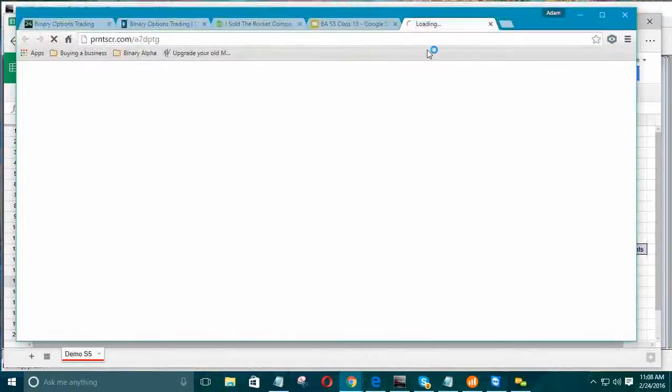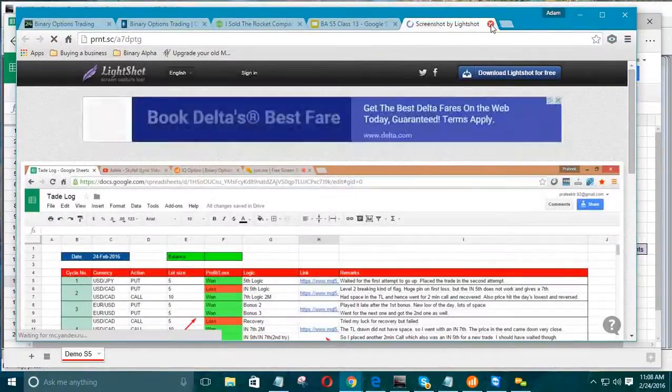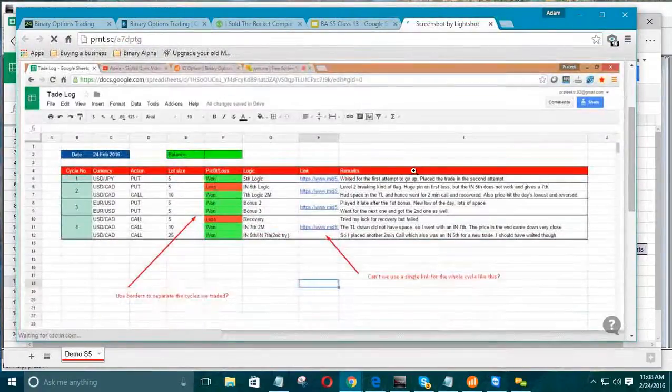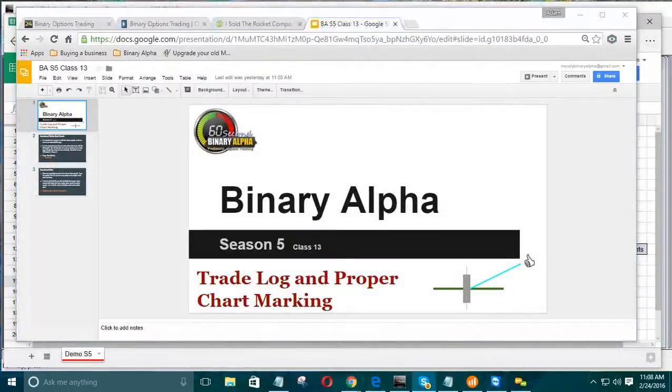Okay, Pratik. Use borders to separate the cycles we traded. Yeah, that's fine too. You can do that as well if you'd like. Yeah, you can use a single link for what you traded. Yeah. Okay.